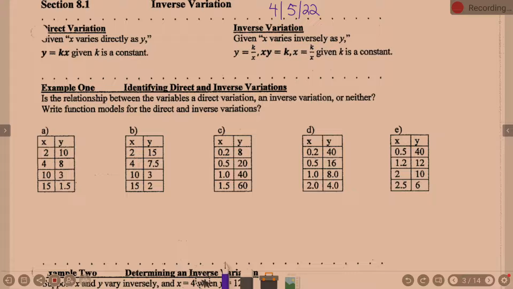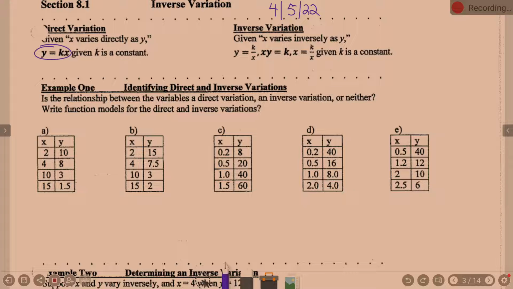So, okay, direct variation. Direct variation, usually the phrase is x varies directly as y, or x varies directly with y. The equation you should be familiar with is right there. y equals k times x, where k is a constant. So k is some number. We don't know what k is necessarily unless they tell us, but k is some number. And so with direct variation, we usually think about y equals k times x.